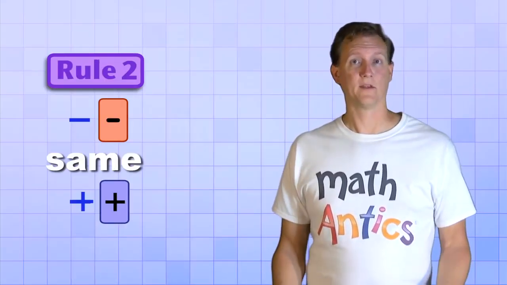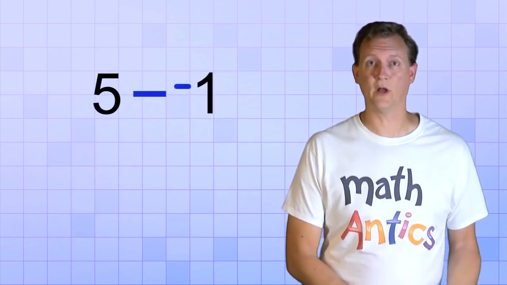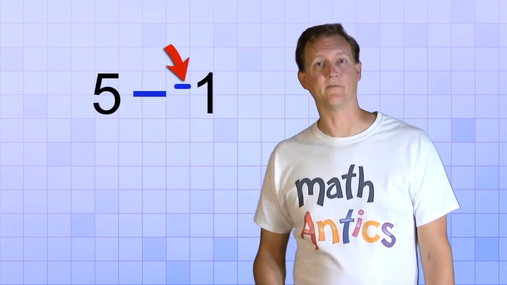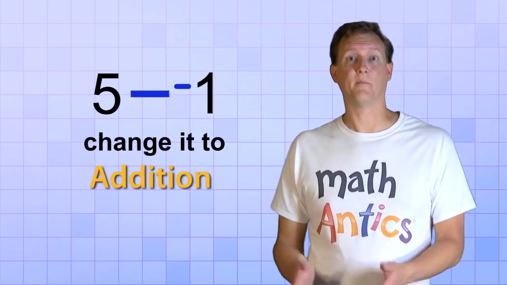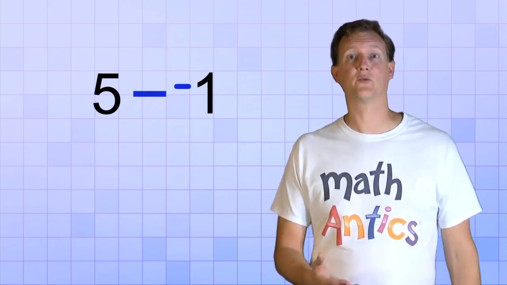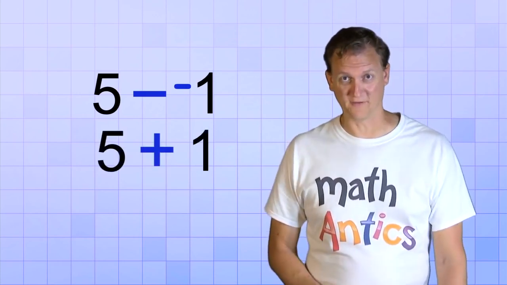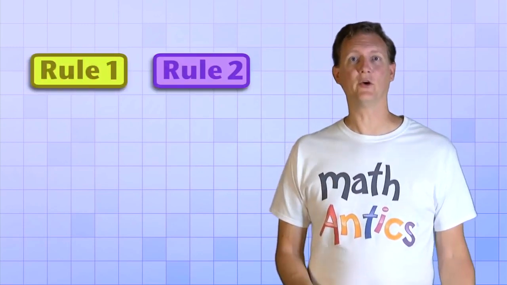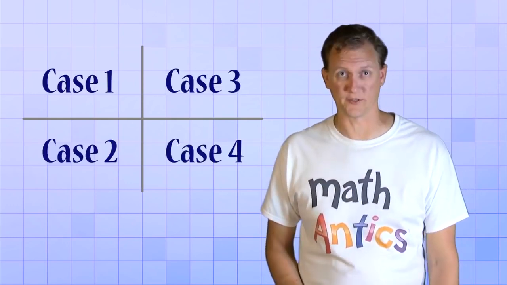When it comes to math, this rule means that if you have a problem like 5 minus negative 1, where you're subtracting a negative number, you can just change it to addition. Instead of 5 minus negative 1, you can just write 5 plus 1. And that's a problem you already know how to solve. All right, now that you know our 2 rules, I want to show you that there's really only 4 different types of problems, or 4 cases, when adding or subtracting integers.